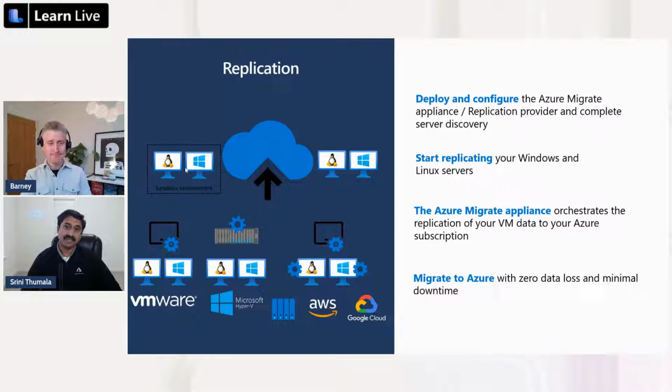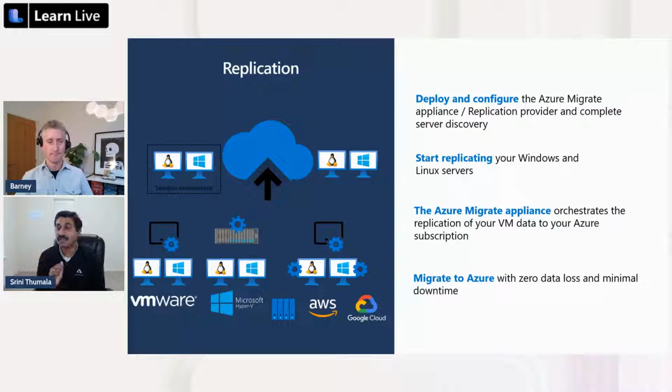Yeah. So the next obvious step. Thanks, Barney, for the background. The next step is the replication, and for replication, there are a few things that we have to do to make sure we have the infrastructure in place. First, let's look at the requirements for replication. The first step is to use the Azure Migrate appliance or a replication provider, depending on the source environment. The source environment can be VMware, Hyper-V, physical servers, or other cloud providers. Depending on the source environment, the requirement will change with respect to how you're replicating your source environment to Azure.